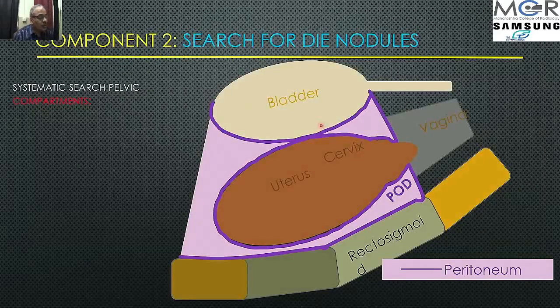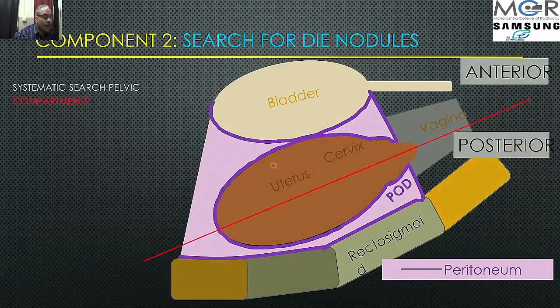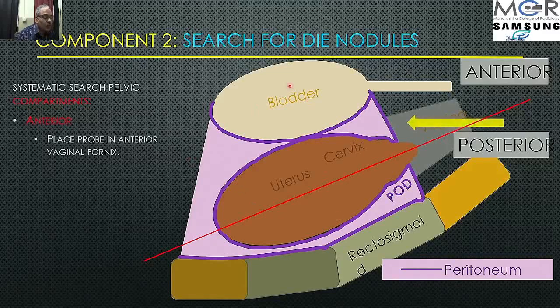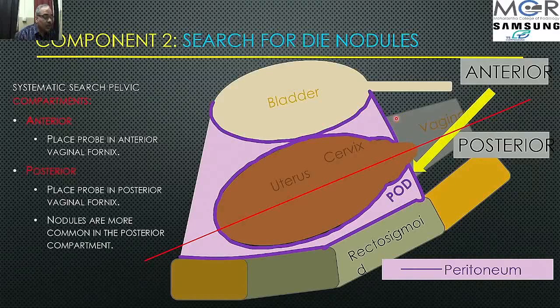So component 2 is search for these nodules. You need to search anterior to the uterus and posterior to the uterus, and in these two compartments we can search. As madam had shown in her demonstration, you need to keep the probe anteriorly in the anterior vaginal fornix to see the bladder and other structures, and keep the probe posteriorly to see the posterior compartment, including the rectum, rectosigmoid, sigmoid, and the pouch of Douglas.